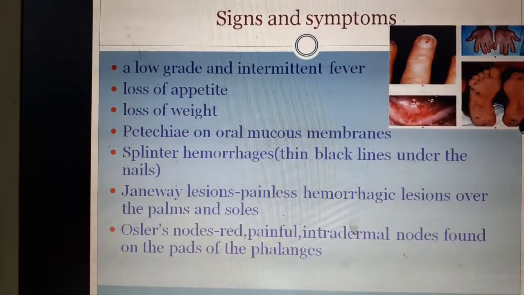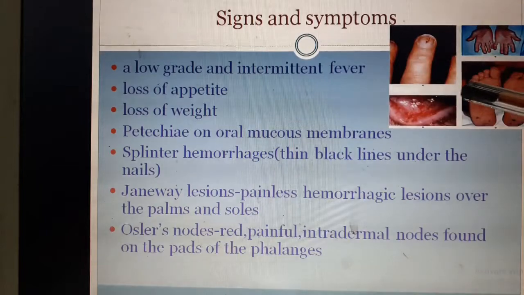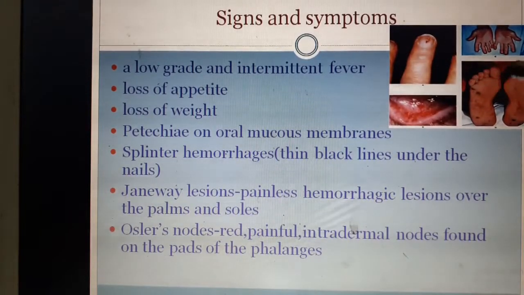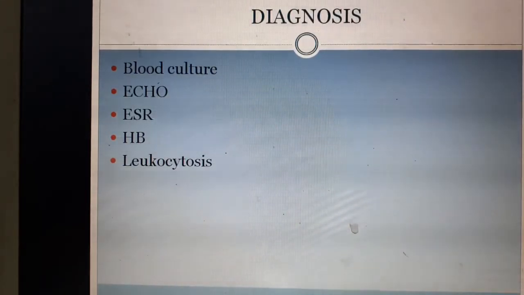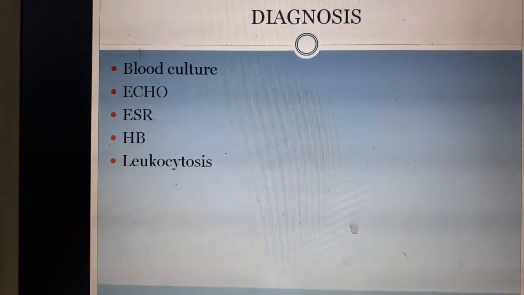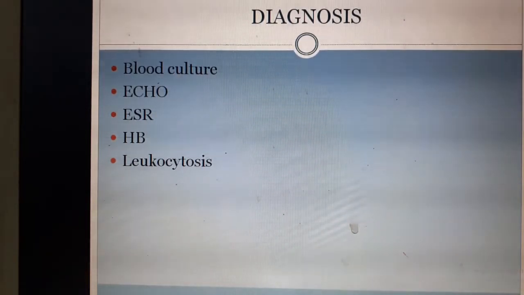Osler's nodes are red, painful intradermal nodes. They are found on the phalanges, especially on the pads of the phalanges, as you can see the darkish black here and there. How do you diagnose infective endocarditis? Through blood culture, echo, ESR or erythrocyte sedimentation rate. Hemoglobin and leukocytosis will be found, where the WBC count will be increased to more than 10,000.